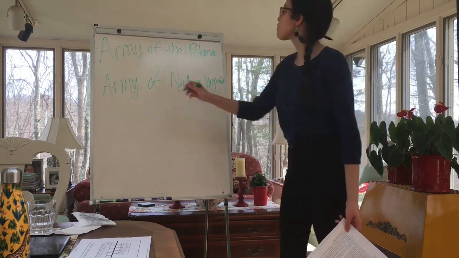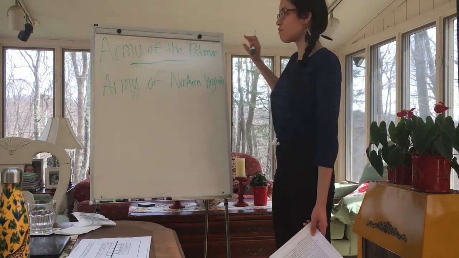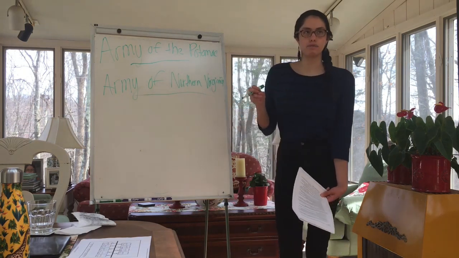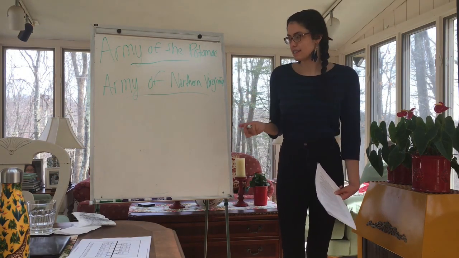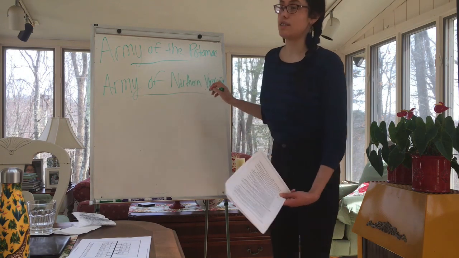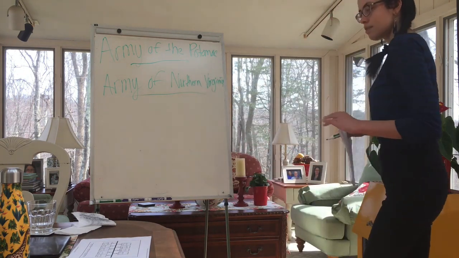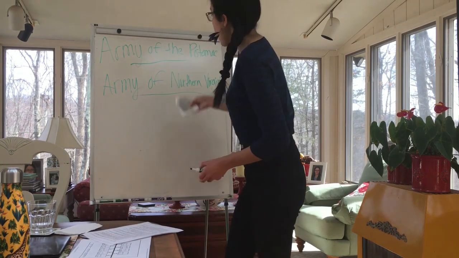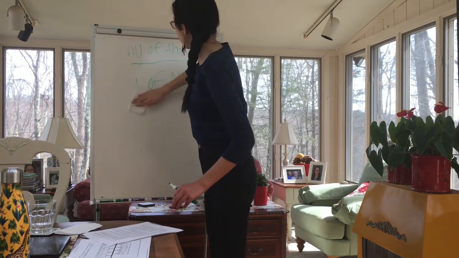And those are important names to remember because I'm going to refer to them as this. So when you hear Army of the Potomac, you should think major Union forces near D.C. Army of Northern Virginia, you should think the major Confederate forces near Northern Virginia and D.C., commanded by Lee, because Lee commands the Army of Northern Virginia. So that's our little side note before we get into what actually happens at Antietam.